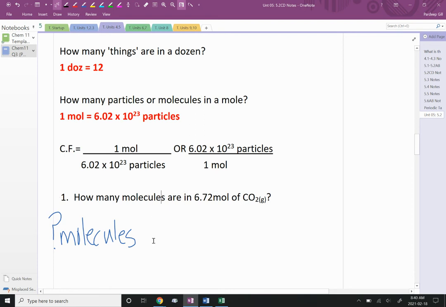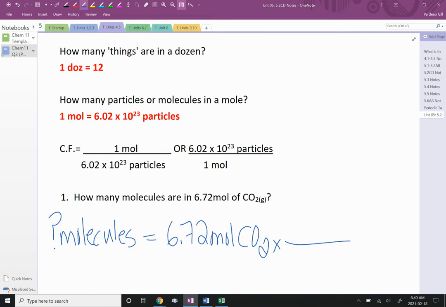So you can interchange those two. So we want to figure out the number of molecules, and we're given 6.72 moles of CO2. We want to get rid of moles, so they would go on the bottom, and particles, or molecules, go on top. So in 1 mole, we have 6.02 times 10 to the power of 23 molecules. Working this out, let me just punch this in and cancel out what I don't need.